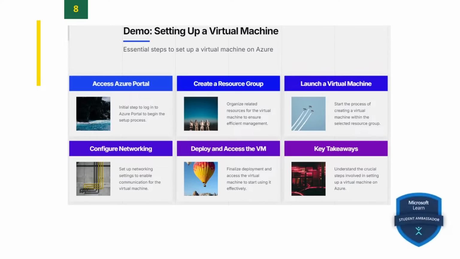First one, virtual network. Select an existing virtual network or create a new one. Subnet. Choose a subnet within your VNet where the VM will be deployed. Public IP. Choose to create a new public IP address to connect to the virtual machine from the internet. Network security group. Select or create a network security group that defines the security rules for inbound and outbound traffic.